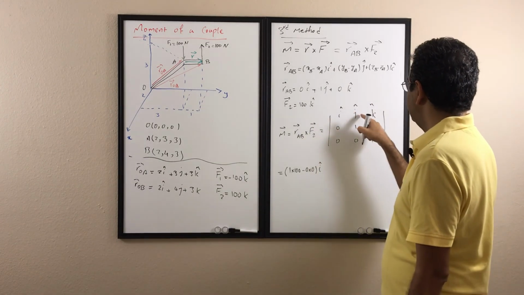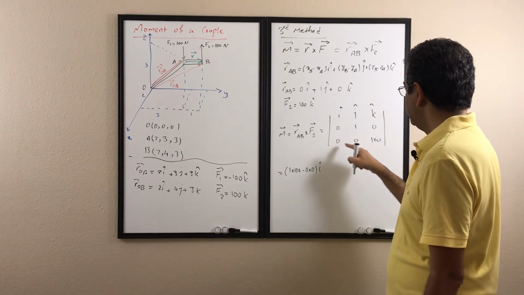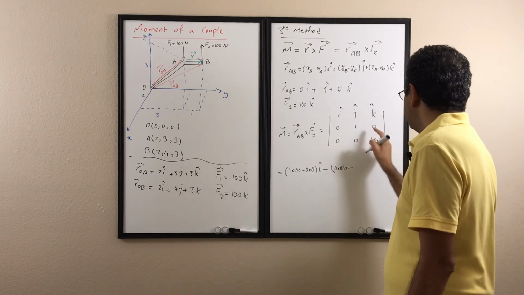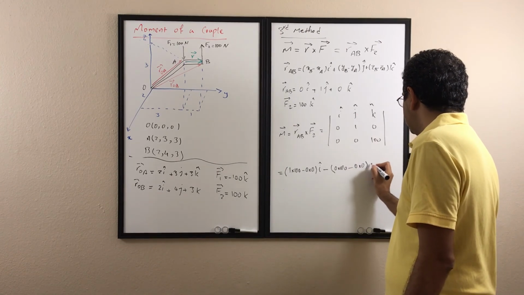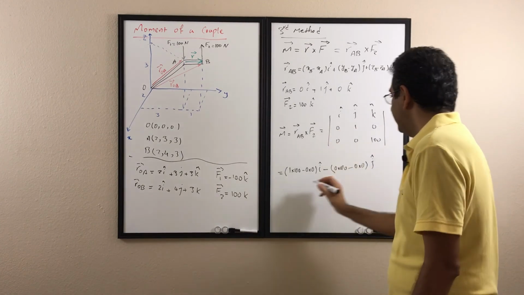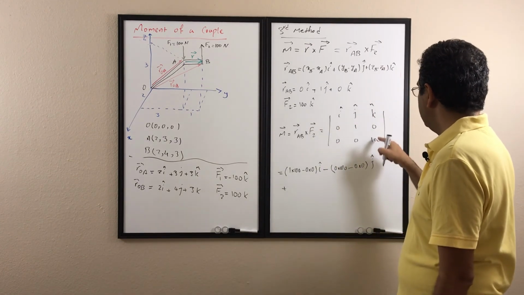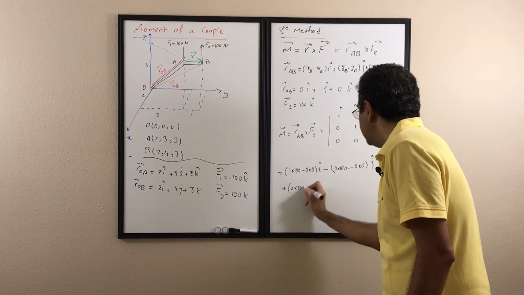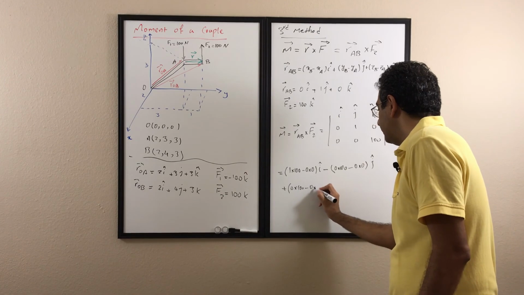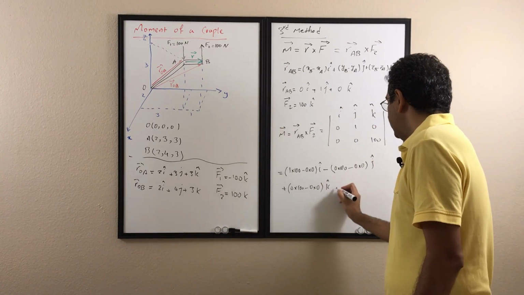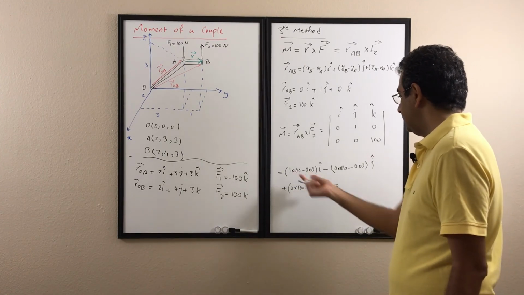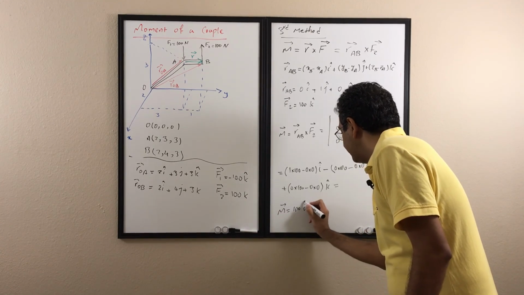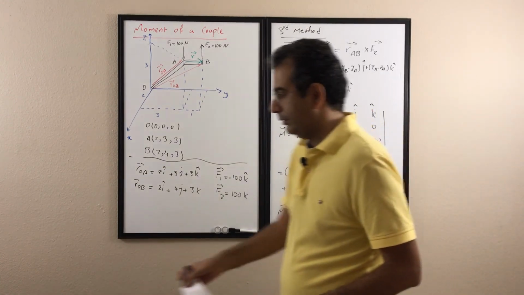And then I remove the row and column that includes J. And remember, the second one is always negative, so it's going to be 0 times 100 minus 0 times 0, times J. And the third one, we remove the row and column that has K in it, and we have 0 times 0 minus 0 times 0, times K. If you look at that, this is 0, this is 0, and this is 100, so M is going to be 100 I. So it's the same answer as the previous two methods we had.